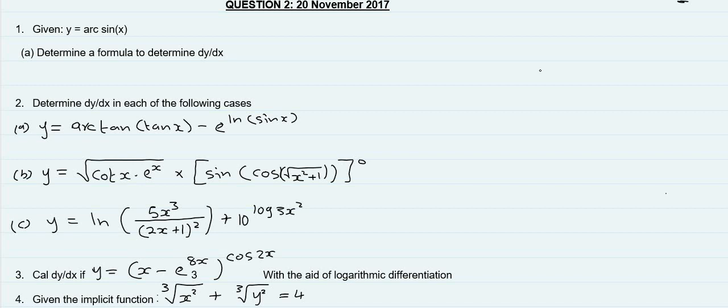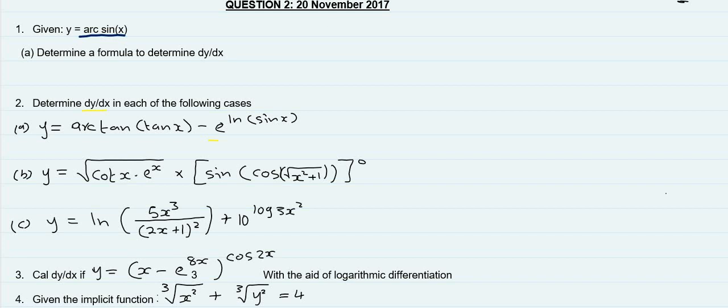Number one, given y equals arc sine x, determine the formula for dy over dx. Number two, we determine dy over dx in each of the following cases. A: y equals arc tan of 1 over tan x minus e to the exponent ln of sin x.